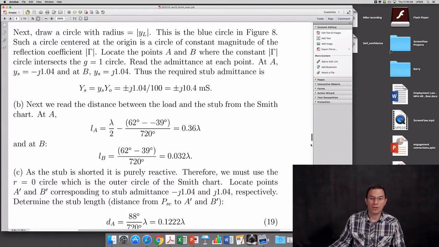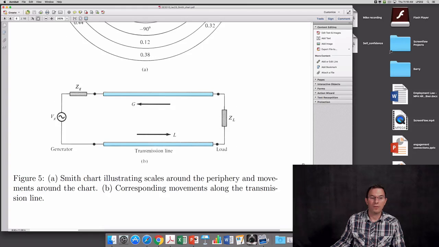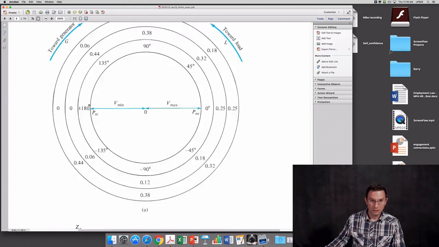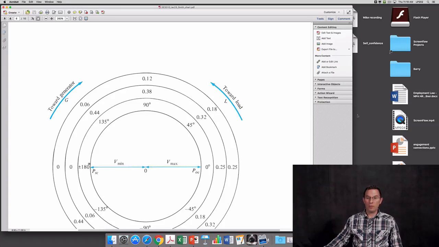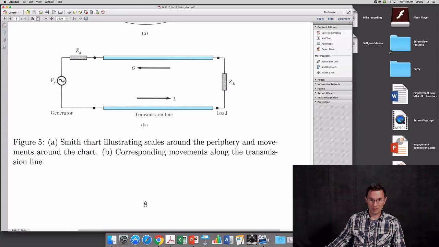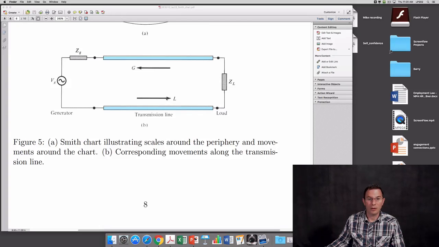Let's go back here just for a moment to Figure 5. The second half of Figure 5 shows you the corresponding movements along the transmission line. So, again, when we move in a clockwise direction along the Smith chart, we are moving toward the generator along that direction. When we move in a counterclockwise direction, we are moving toward the load.